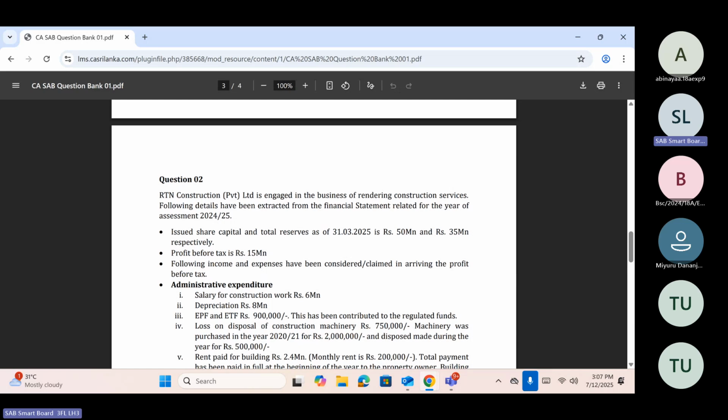50 million issue share, right? Which one? The fourth time I'm explaining. Cost of debt instrument means what is relevant for the allowable finance cost? So allowable finance cost is 2 million, right? 2 million relevant to this particular loan.